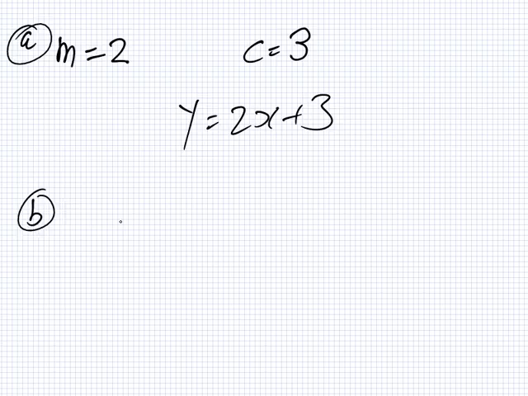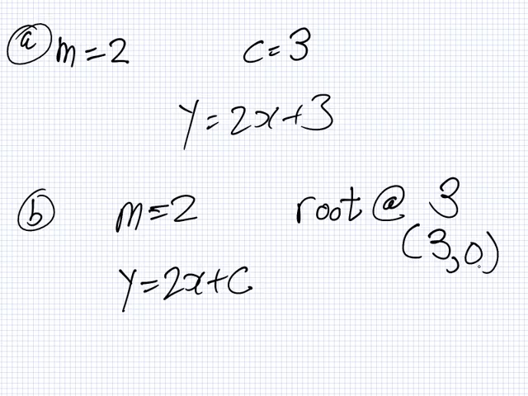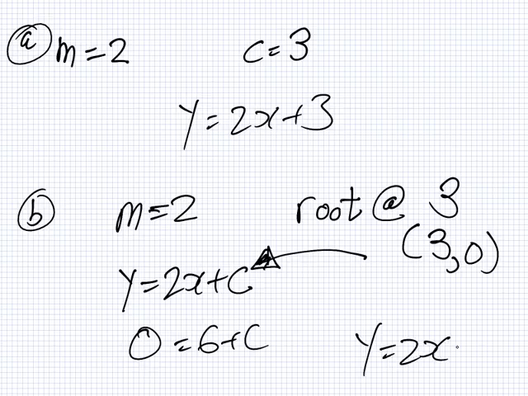Find the equation of the line that has a slope of 2 and crosses the x-axis, so that's a root, at 3. Well, you know that it's going to be y equals 2x plus c. But because this is a root, you know it'll be the point 3, 0, which you can put in. So you get 0 equals 6 plus c, so c equals -6. y equals 2x minus 6 then. And that was the hardest one for the first lesson.